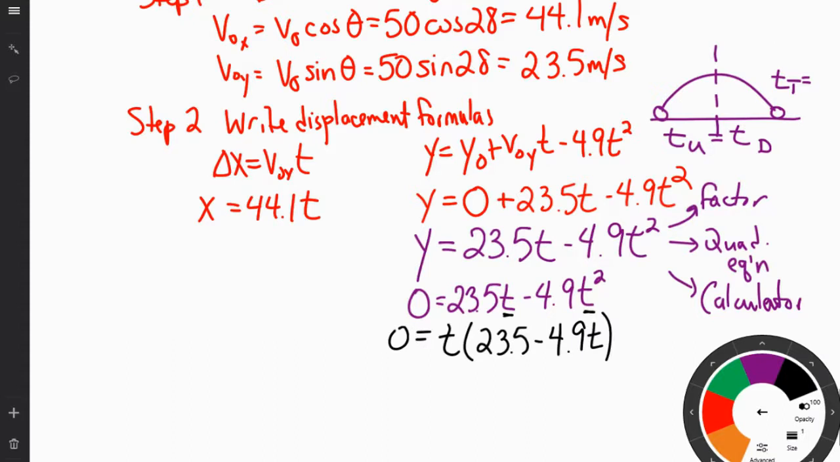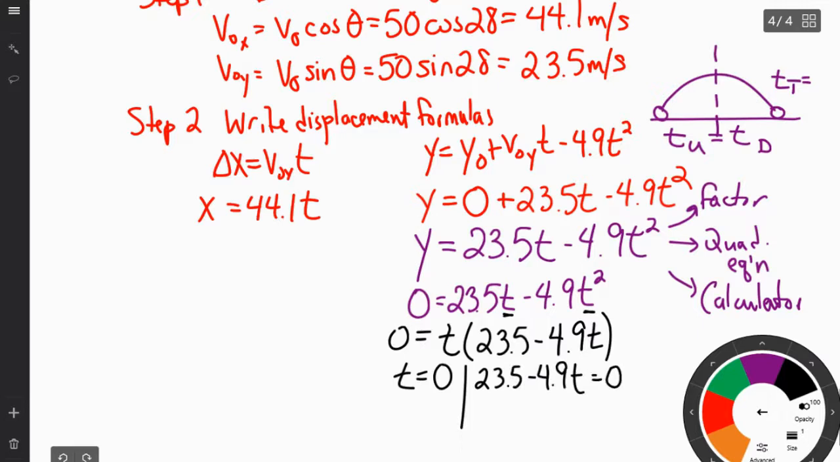Well, when does multiplication equal 0? When either this equals 0 or this equals 0. So t equals 0 or 23.5 minus 4.9t equals 0. It's the only way you get 0 is if one of the terms you're multiplying is equal to 0. Well, this is our starting point, right? This is where we launch from. That's our t equals 0 right there. Okay? So now all I have to do is solve this for t.